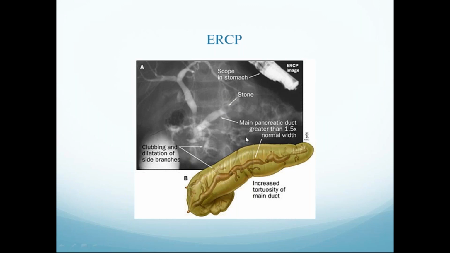This is the image of the ERCP, and this is the anatomical representation of the ERCP image, where you can correlate both ERCP images showing the clubbing and dilatation. So it happens like this. There is clubbing and dilatation of the side branches, and a stone present in the main pancreatic duct, which is 1.5 times greater than the normal pancreatic duct size.